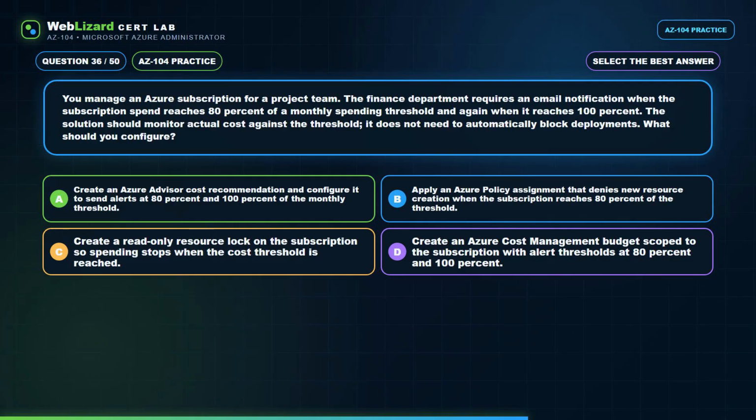What should you configure? Option A. Create an Azure Advisor cost recommendation and configure it to send alerts at 80% and 100% of the monthly threshold. Option B. Apply an Azure Policy assignment that denies new resource creation when the subscription reaches 80% of the threshold. Option C. Create a read-only resource lock on the subscription, so spending stops when the cost threshold is reached. Option D. Create an Azure Cost Management budget scoped to the subscription with alert thresholds at 80% and 100%. Choose your answer before the reveal.